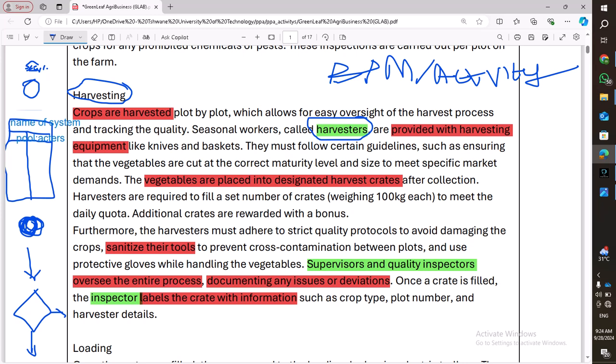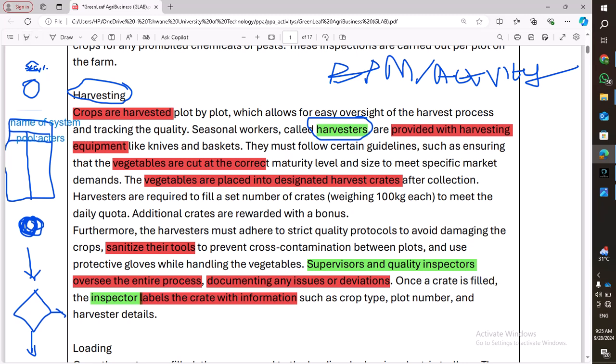If it's yes, then they will provide the harvesting equipment. Now I'm reading again. Then the vegetables are cut correctly, then the vegetables are placed in the designated harvesting containers after being collected, and after the cutting, they sanitize their tools. This is the person who triggered the system.